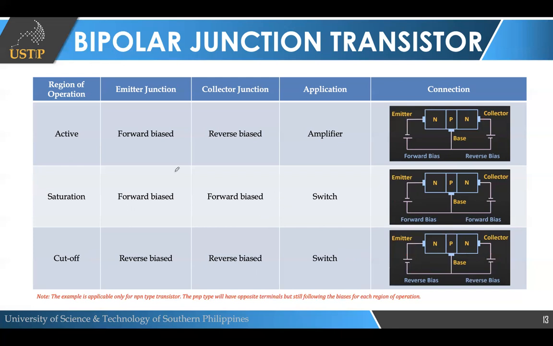So it's easy to remember, no? Ang active nato is forward-reverse, basta emitter junction relative to collector junction nga connection. Ang saturation region is both forward bias. And then for cutoff region, both reverse bias ang duha ka junction. Okay, so again, this is just the connection for NPN. Okay, I leave the PNP connection to you.